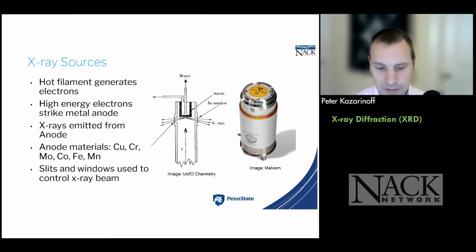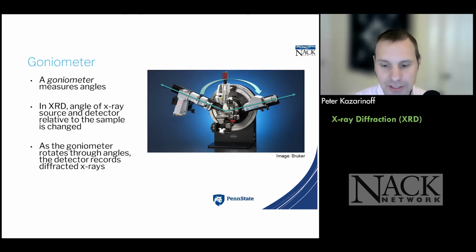There are also typically slits and windows used on the X-ray sources to control the X-ray beam, either to control the wavelengths that come out or to control the width of the beam. And on the right-hand side, you can see an image of one of these X-ray sources from a company called Malvern. The goniometer is a mechanical device that measures angles.